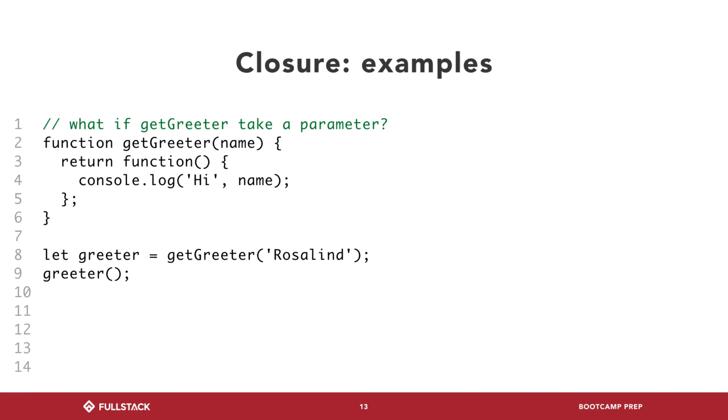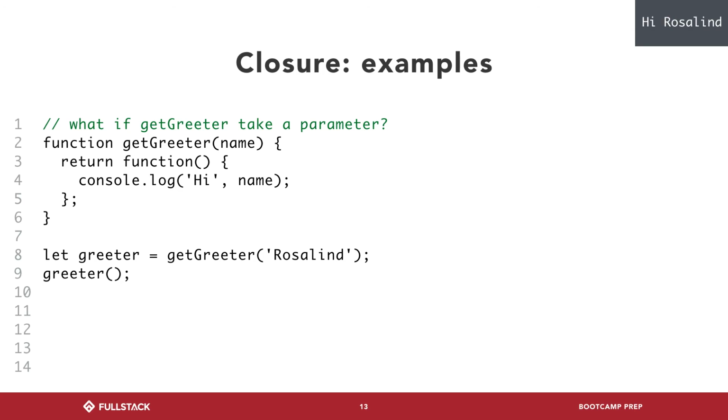The anonymous function is going to console log out hi name. It'll say, great, where do I find name? Is there a name variable in my own scope? And the answer is no. So then it'll say, is there a name variable in my parent's scope? In this case, the parent is the getGreeter function, and the answer is yes. There is a name variable. It is a parameter of whatever I was invoked with in the first place. And so in this case, the name is Rosalind. So when I invoke greeter, I get back hi Rosalind. If you didn't input Rosalind, you would get back hi undefined.